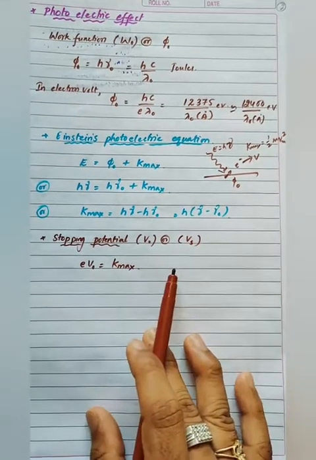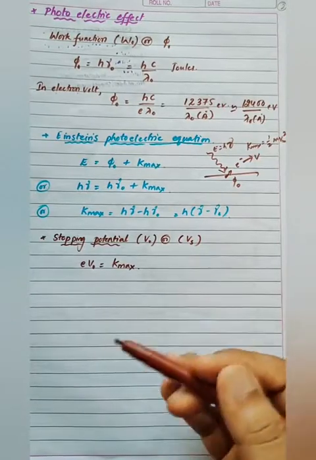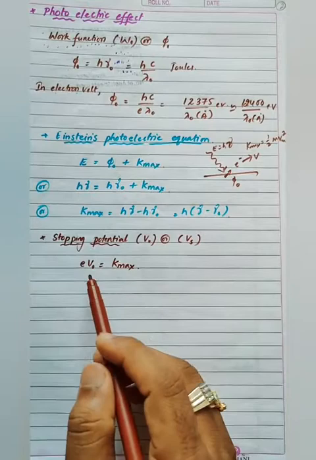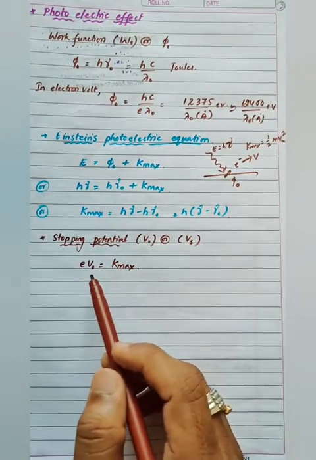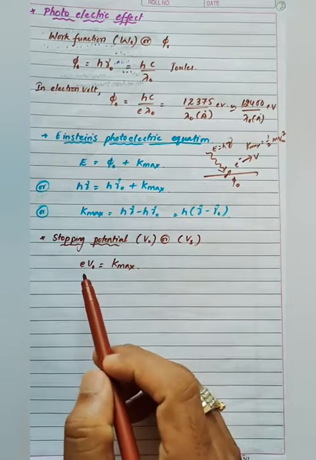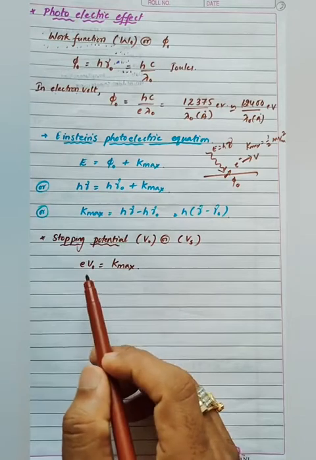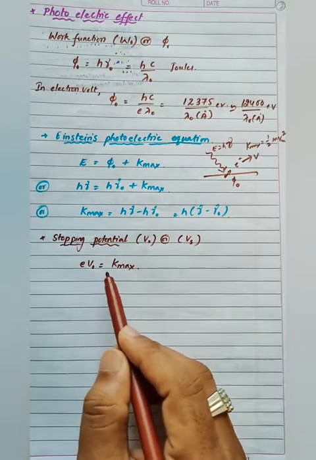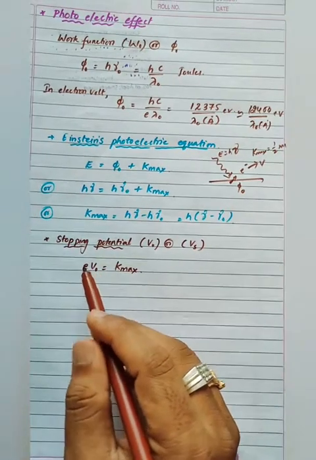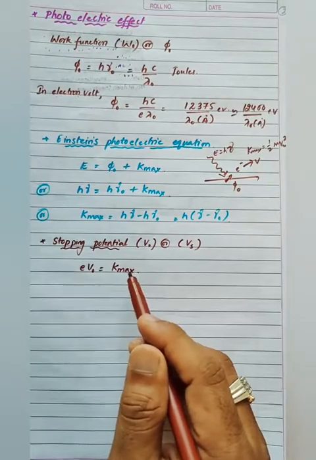And one more thing, for photoelectric experimental studies, one of the graphs shows, with the help of the graph, the stopping potential, what we studied in the graph. So this is the effect of stopping potential on the kinetic energy or photocurrent. Here we can study this: e V naught is equal to K maximum, where V naught is the stopping potential, e is the charge of the electron, and K maximum is simply the maximum kinetic energy.